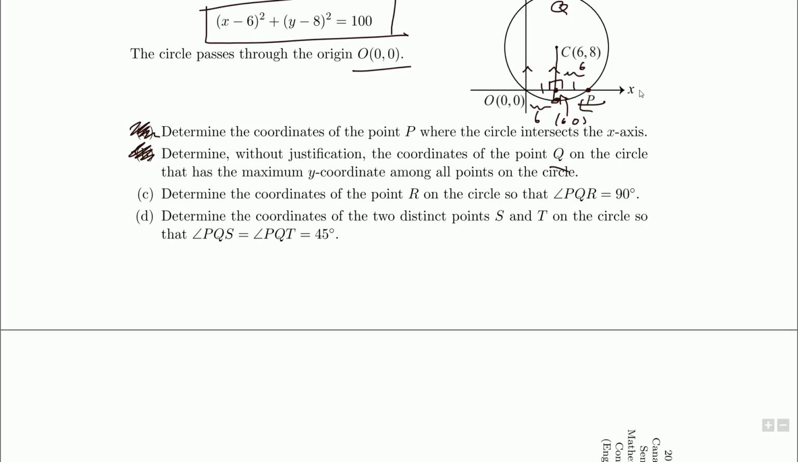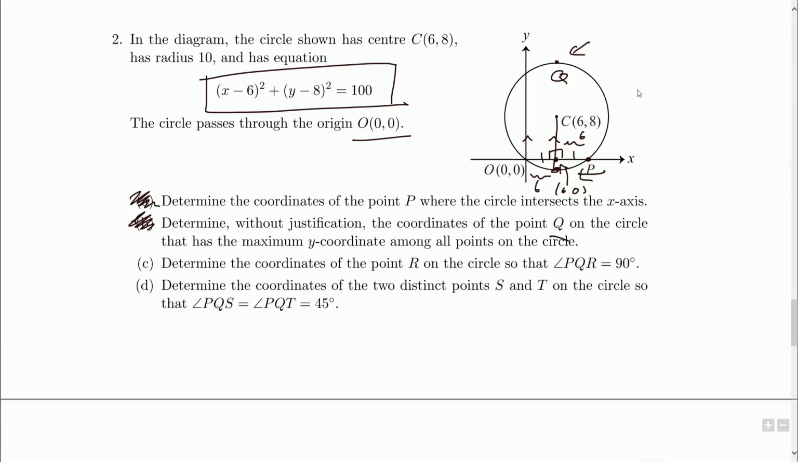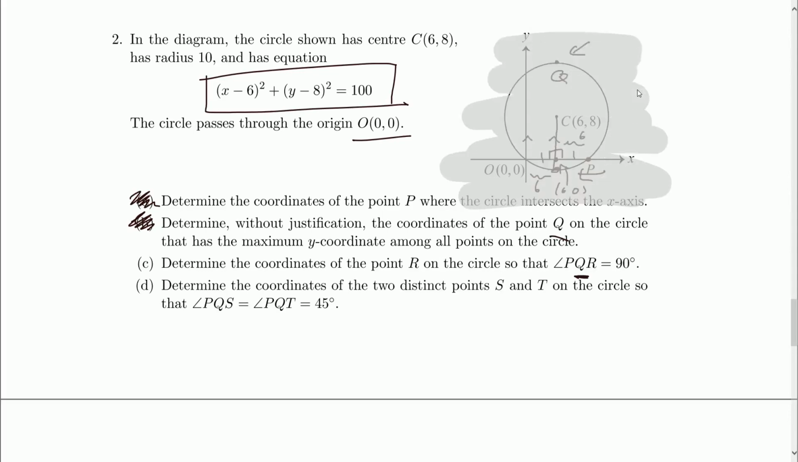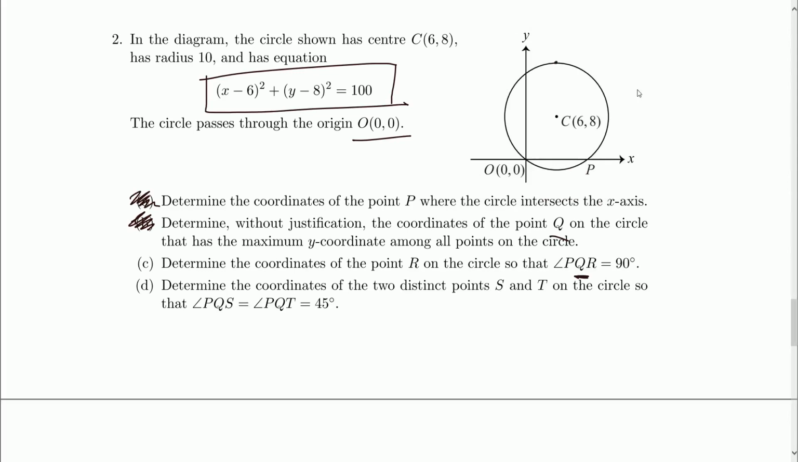C, determine the coordinates of the point R on the circle so that PQR is 90 degrees. Most notably, specifically note that the Q is 90 degrees. So let's clear up our picture a little bit. I know Q is right up here. So it's going to be P to Q to, I guess R is probably somewhere around here. But the 90 is at the Q, not the R or the P, and that's quite particular.